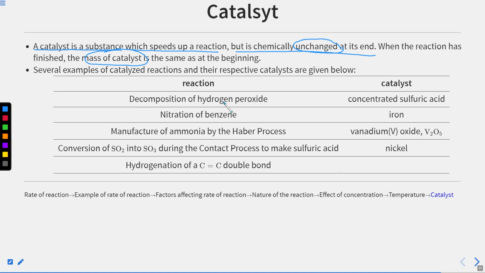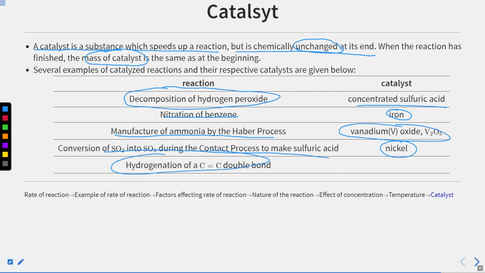Now we have several examples of catalyzed reactions. We have the decomposition of hydrogen peroxide, which happens in the presence of concentrated sulfuric acid; this is the catalyst that is taken. Again, nitration of benzene is catalyzed by iron. Manufacture of ammonia is again catalyzed by a solid catalyst, that is vanadium oxide. Then conversion of SO2 to SO3 is also done on a nickel surface. And hydrogenation of the C double bond C is done on platinum. Sorry, it is not written here.